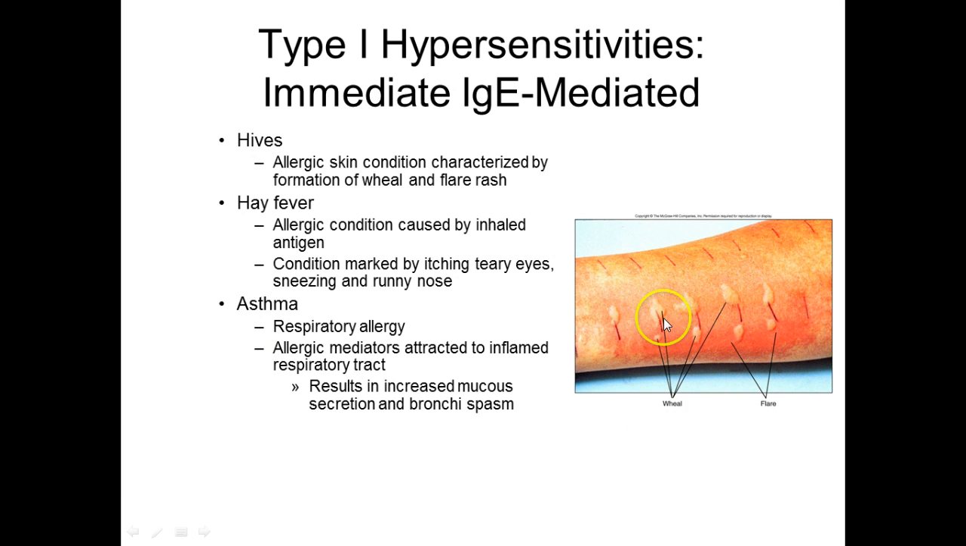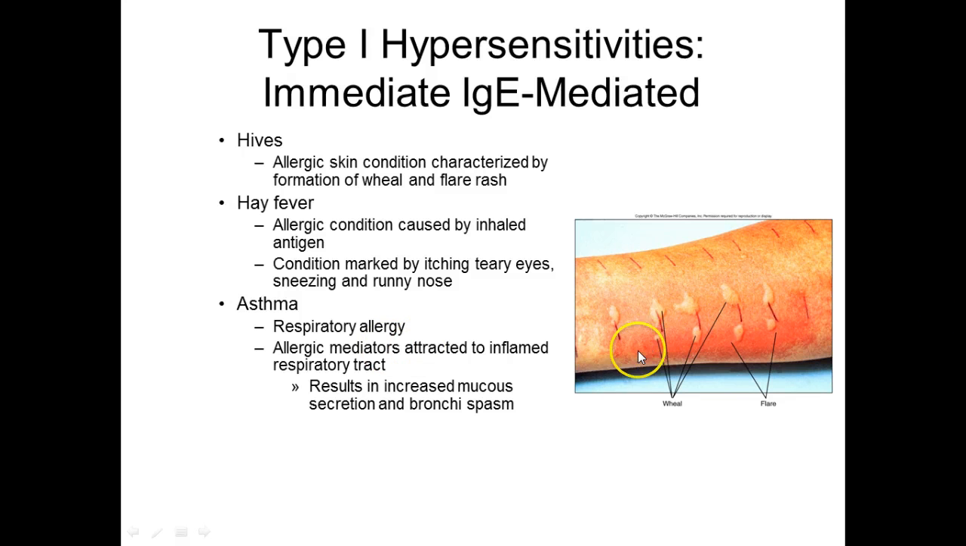So in the skin, you'll see a reaction like you see here. That's commonly referred to as hives. You have what's called the wheal and flare. So the redness is the flare, the wheal is the puffiness. Again, this is just inflammation in your skin. That's what's going on. We're setting out pro-inflammatory mediators from those mast cells that are coated in IgE and are being stimulated.